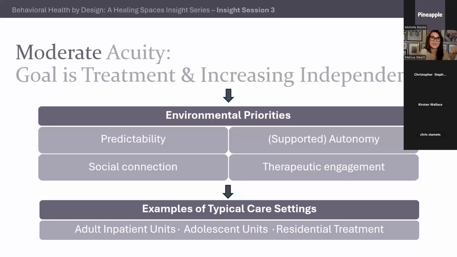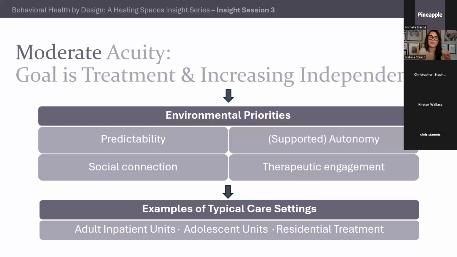Now, as patients stabilize, the environmental emphasis begins to shift. At this stage of care, the environment begins balancing safety with increasing autonomy, therapeutic engagement, and opportunities to practice the skills needed for recovery. While safety remains essential, the clinical goals expand to include participation, routine, emotional regulation, and skill development.